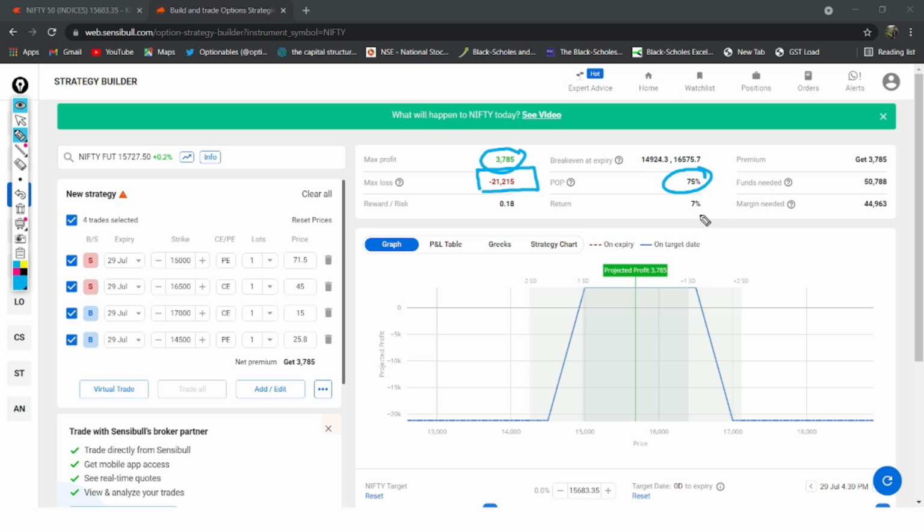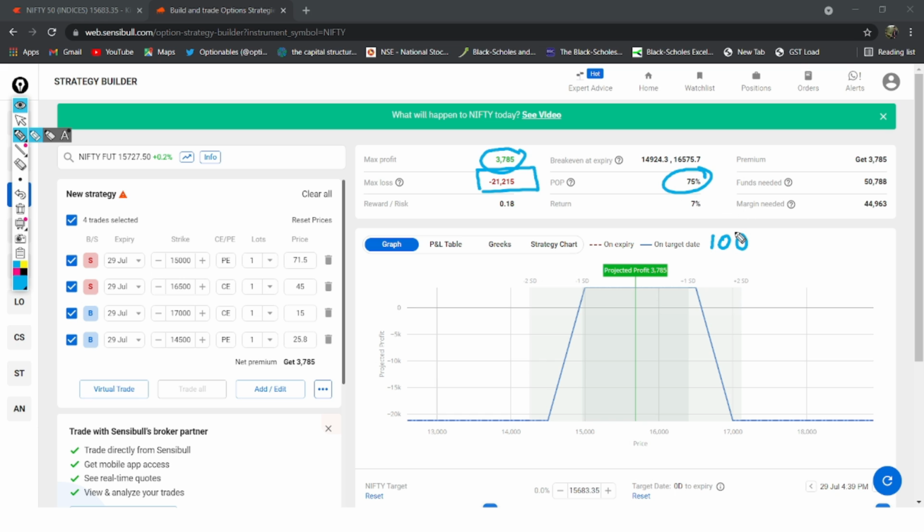So what does this mean? This means that if I am taking 100 trades, I am going to win 75% of the times and I am going to make 3,785. And we are going to assume the worst case scenario. Not always is your loss going to be 21,000, because if the market is ending somewhere here, your loss can only be 4,000. Or if the market is ending somewhere around 14,600, your loss can only be around 13,215. So you can see that we are making a very conservative assumption here, that whenever we lose, we lose the entire 21,000. It might not always be the case.